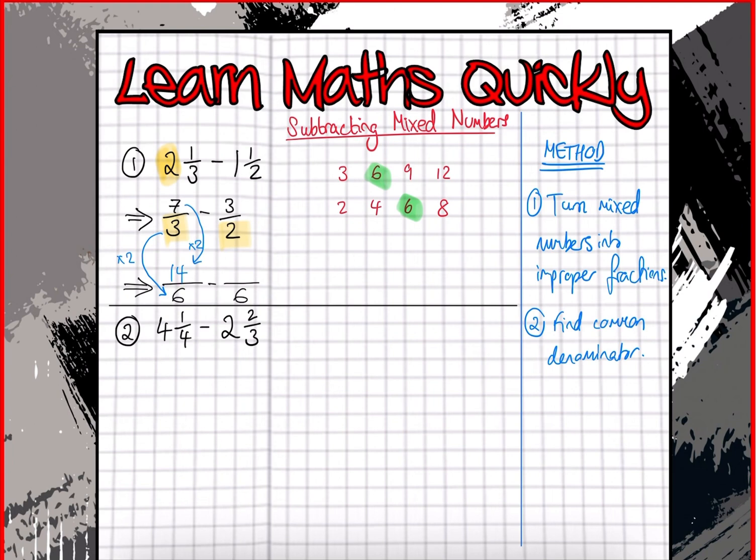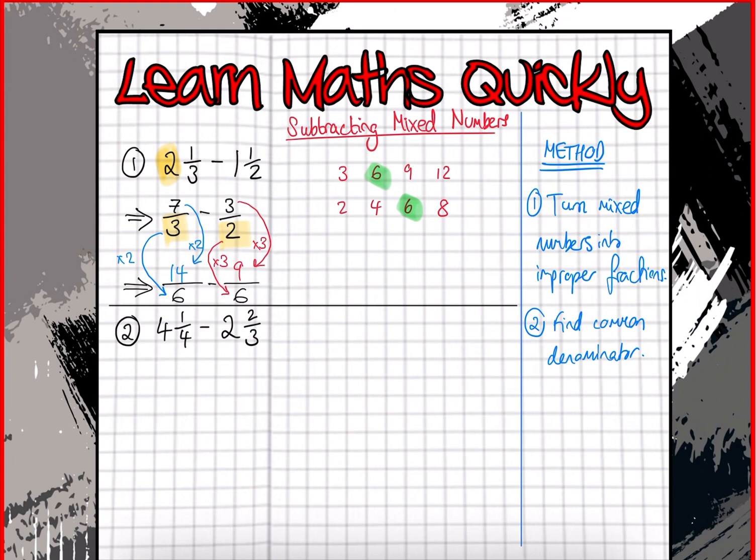Then we do exactly the same with the 3 halves. We go, what did we do to that 2 to turn it into a 6? Well, we've multiplied it by 3. So we must do exactly the same to our numerator. So we'll multiply that by 3 as well, which leaves us with 9/6. So now our problem is 14/6 take away 9/6.